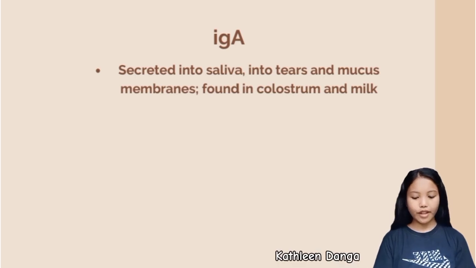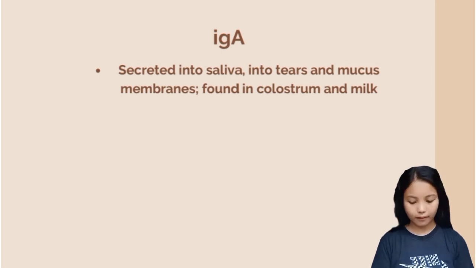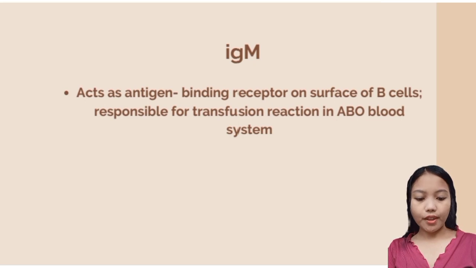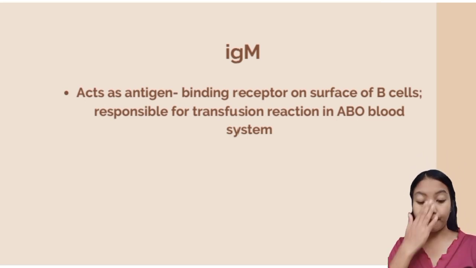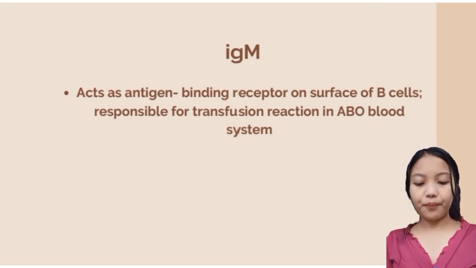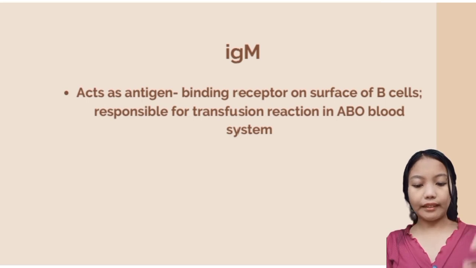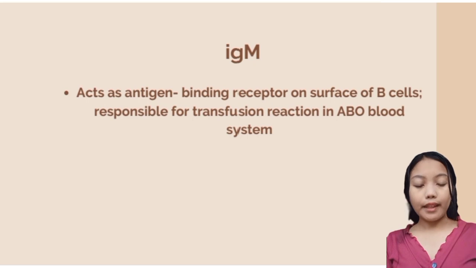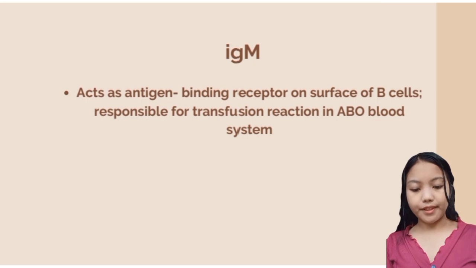IgA. IgA is secreted into saliva, into tears and mucous membranes, and found in colostrum and milk. IgM acts as an antigen-binding receptor on the surface of B cells, responsible for transfusion reactions in the ABO blood system. IgM is the first antibody secreted by the adaptive immune system in response to a foreign antigen. It is the first antibody isotype to appear during ontogeny and immune responses.